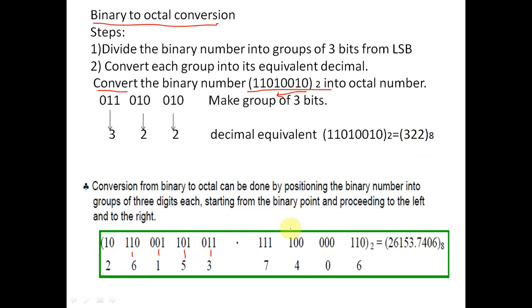This is after the fraction. 110 is the 6. So the given number is 26153.7406. Understand it: in binary to octal conversion, the final answer lies between 0 to 7 only. After the 7, the answer is wrong.